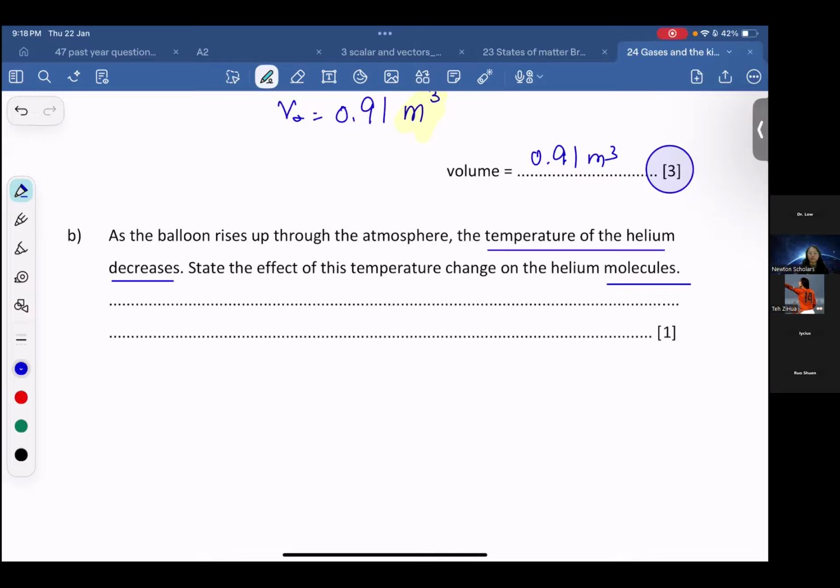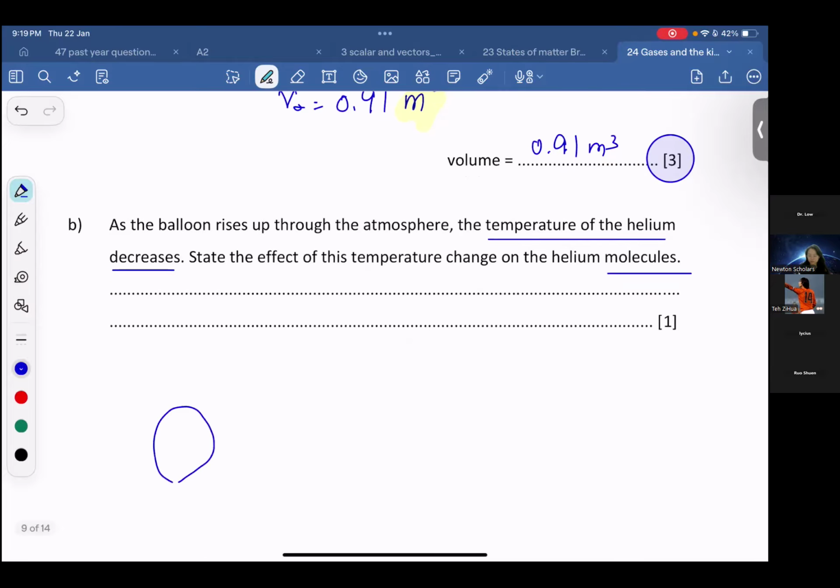Zihua, answer. Tell me the answer. Should be easy, right, dear? What is your answer?